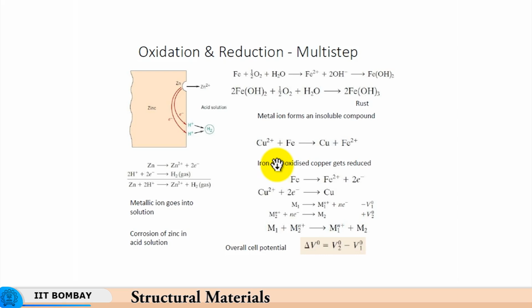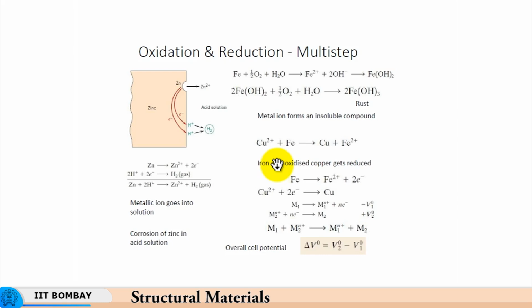So, because H plus ions are available here, zinc gets oxidized to Zn2 plus, and 2H plus get reduced to H2 gas at the cathode. So, this is what happens at the anode, and this happens at the cathode, and both these reactions happen at the same rate.